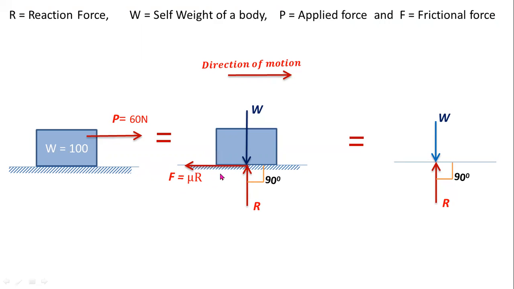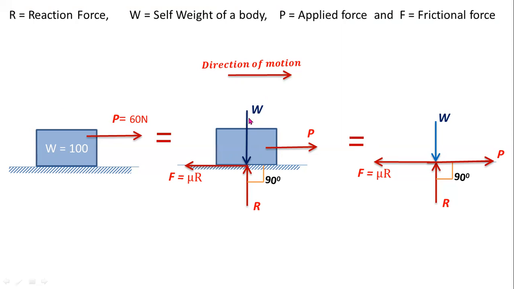Okay, this frictional force is always parallel to the support. Here the support is horizontal, so you have to consider a horizontal frictional force. Okay, now this is the applied force P. Now you have to draw these two forces here. This is the frictional force F equal to mu R in left side direction, and this is the applied force P in right side direction. Okay, so this is the final free body diagram for this problem.